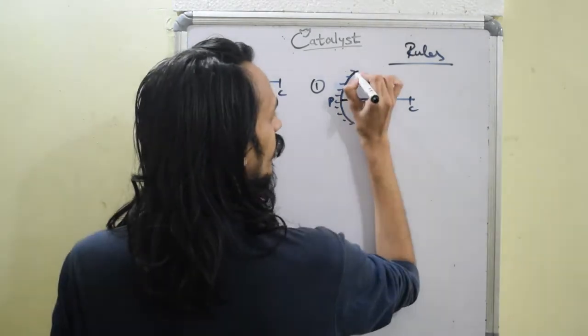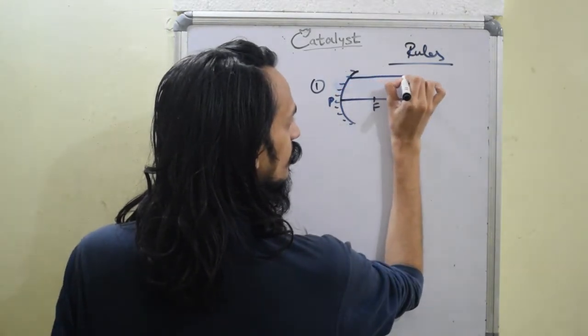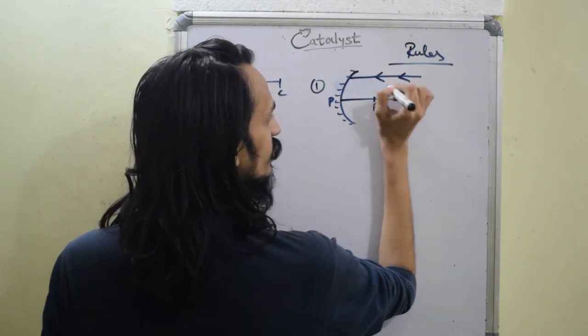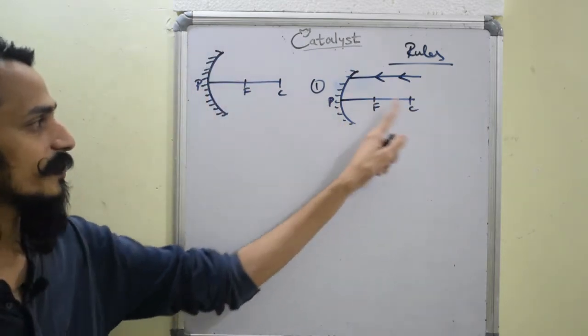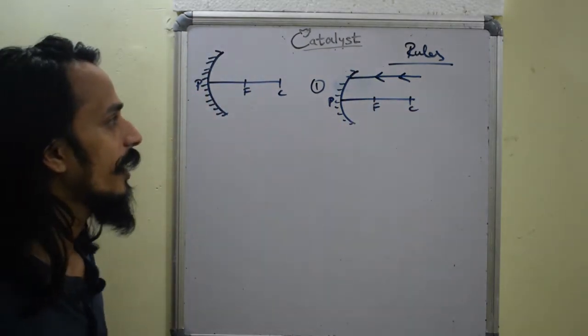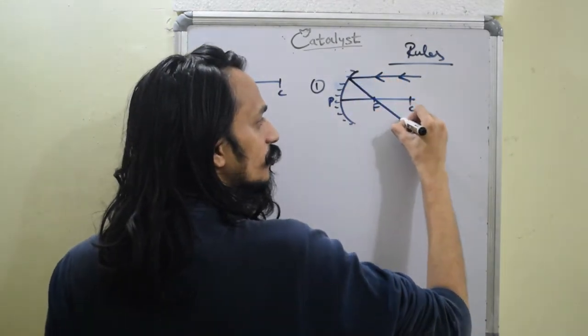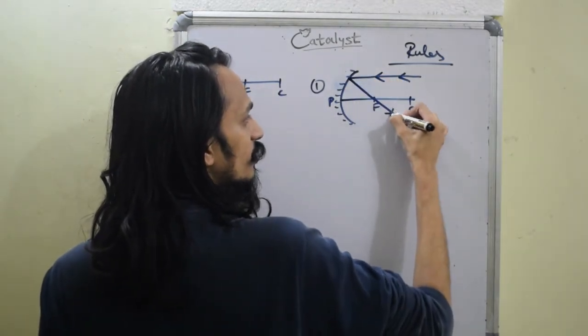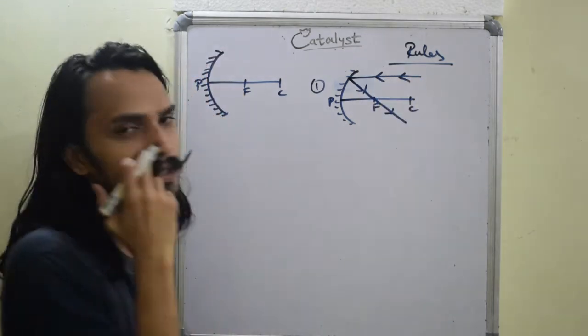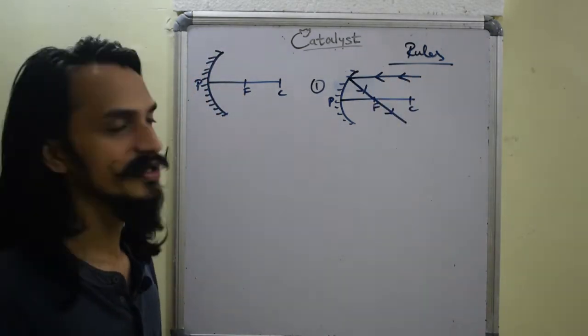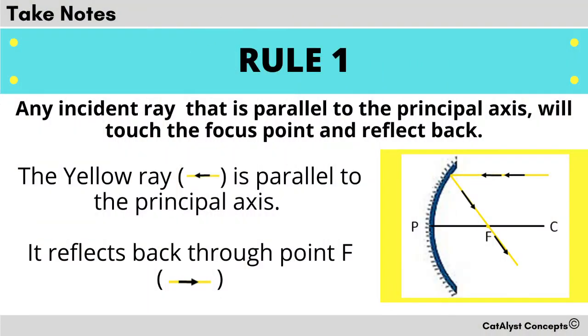The first rule tells me what happens if a light ray is moving in such a way that it is parallel to the principal axis, this line. And we already know that if that happens, it is going to bounce and definitely go through the point F, basically through the focus. That is the first rule of reflection in concave mirrors.